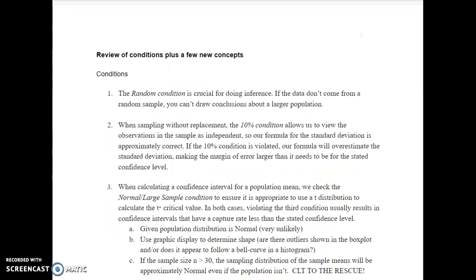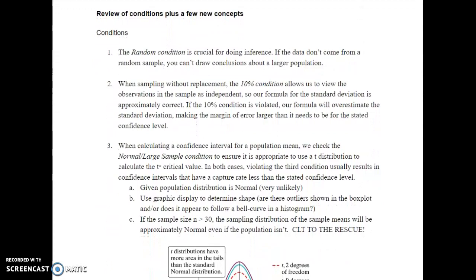So this was a pull from your book with a few notes added by me. Since the conditions are a big change, random, again, just a reminder that if we don't have data from a random sample, we can't make those inferences about the larger population. And then the 10% condition when we're sampling without replacement, which realistically is what we're doing, the formula will overestimate just slightly. And again, you don't really have to worry about direction so much with that, just knowing that for standard deviation to be accurate we check this condition.